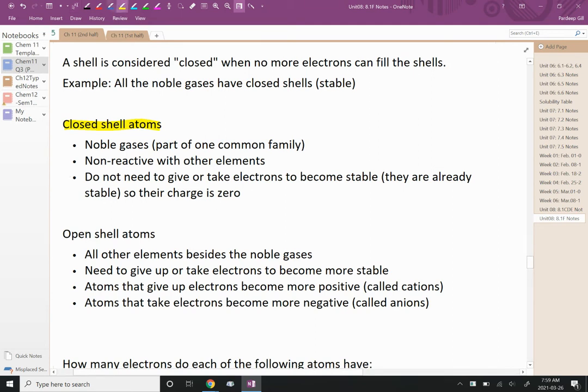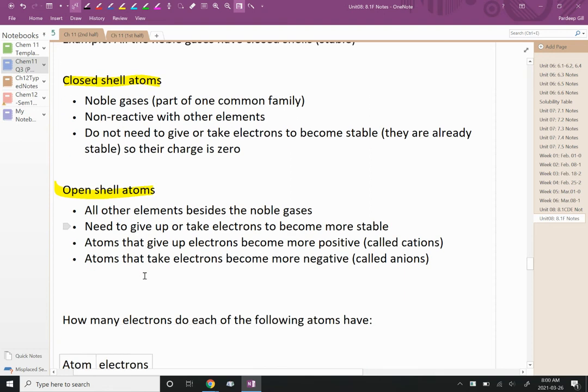Open shell atoms, on the other hand, would be all the other elements on the periodic table. They need to give up or take electrons to become more stable. So when they give up an electron, they become more positive and they're called cations. And when they take electrons, they become more negative and they're simply called anions. But both of these fall under the category of ions, and we can better specify them as cations or anions depending on if they're positive or negative.